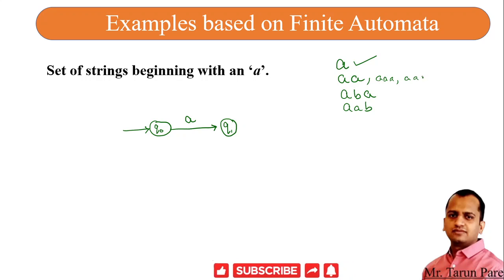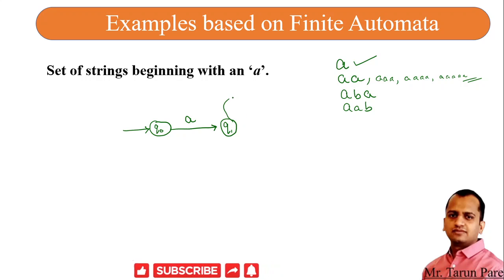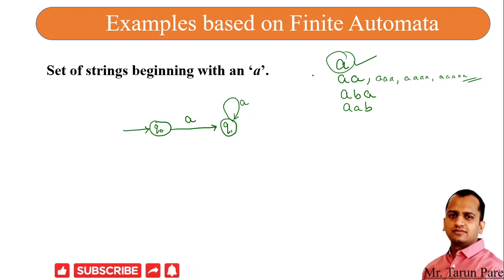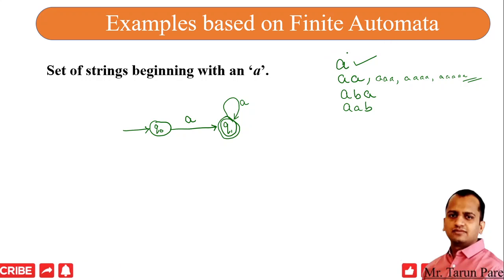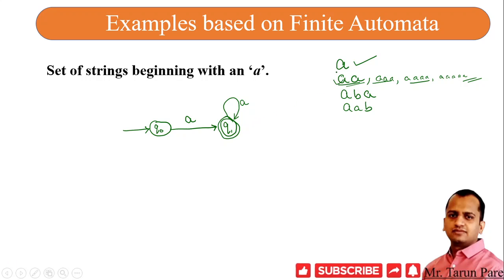or 4 times A or 5 times A? What about this kind of strings? If we make a loop on this, it will be accepted. Okay, for A this is accepted, so we will make this a final state, because for the first string it is accepted. Now for the second kind of strings, all combinations of A, triple A, 4 times A are also accepted by this automata.